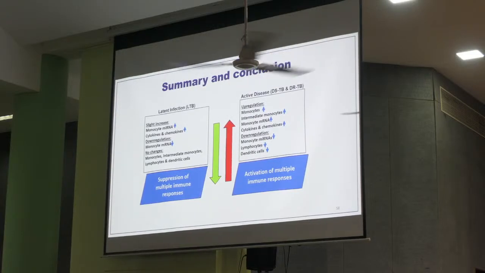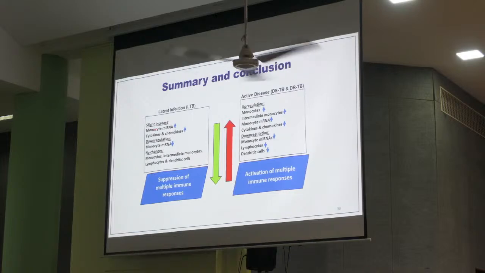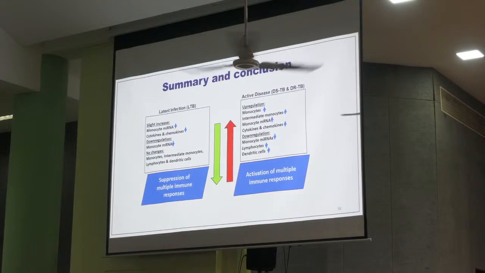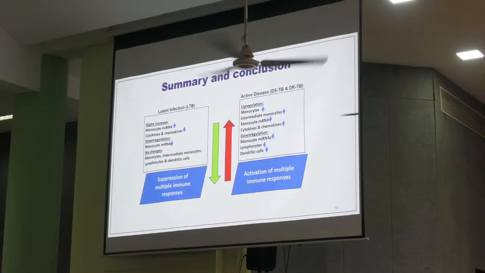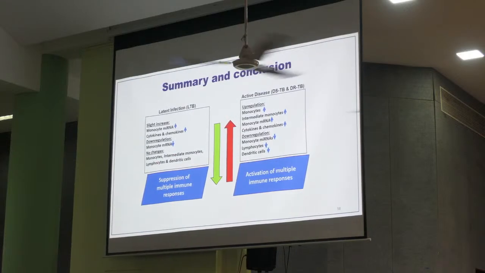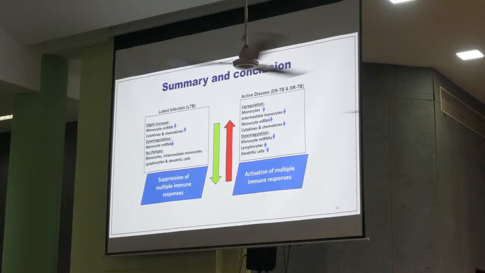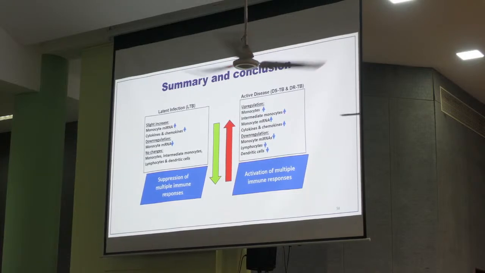So to put a conclusion here: when you are exposed to the pathogen, you can see there is an increase in the monocytic mRNA, an increase in cytokines and chemokines, a downregulation in terms of monocytic mRNA, and for all the rest there are no changes. And this is mainly because of the suppression of multiple immune responses. Whereas in the case of active disease, when the disease progresses, you can see the monocyte numbers go up, the intermediate population rises, the functions of these monocytes responsible for antigen presentation are escalated, the monocyte mRNA is again enriched, and the cytokines and chemokines are pumped up.